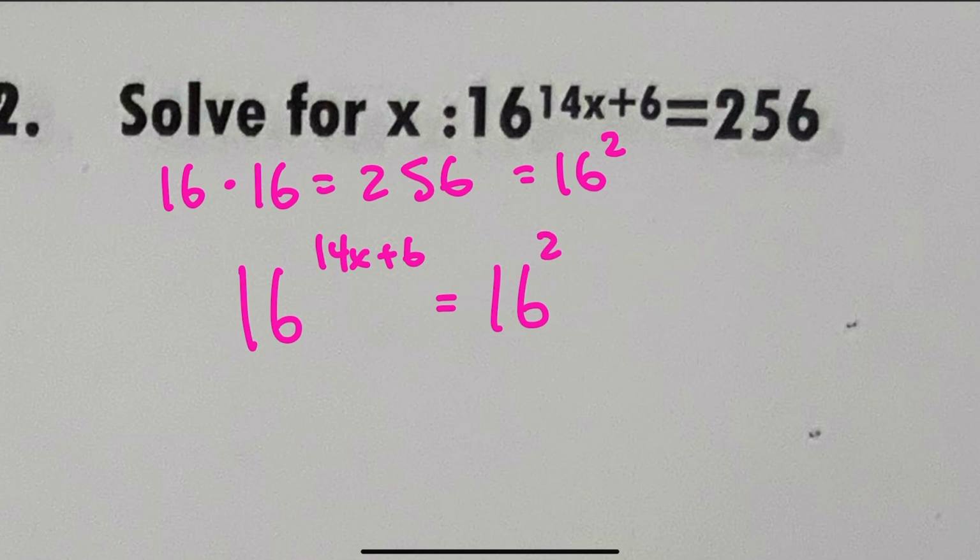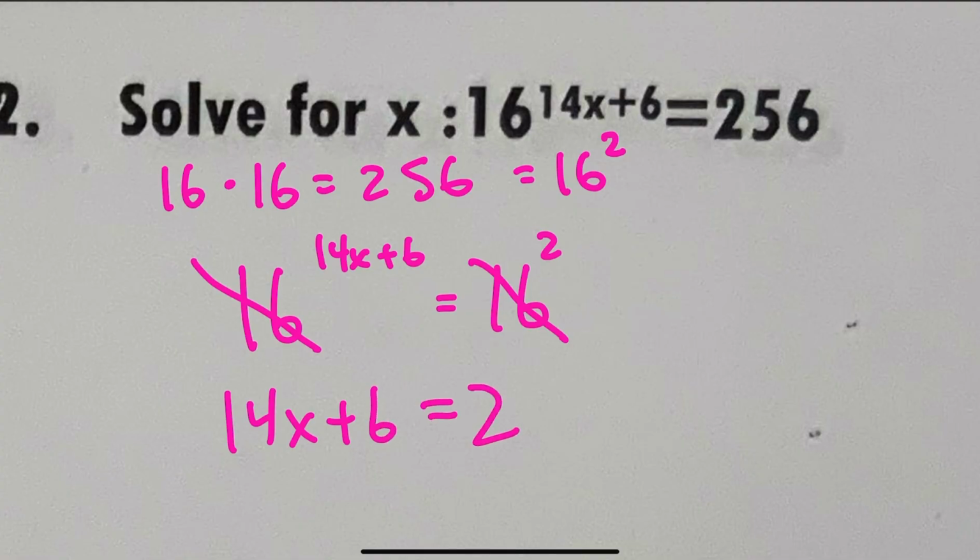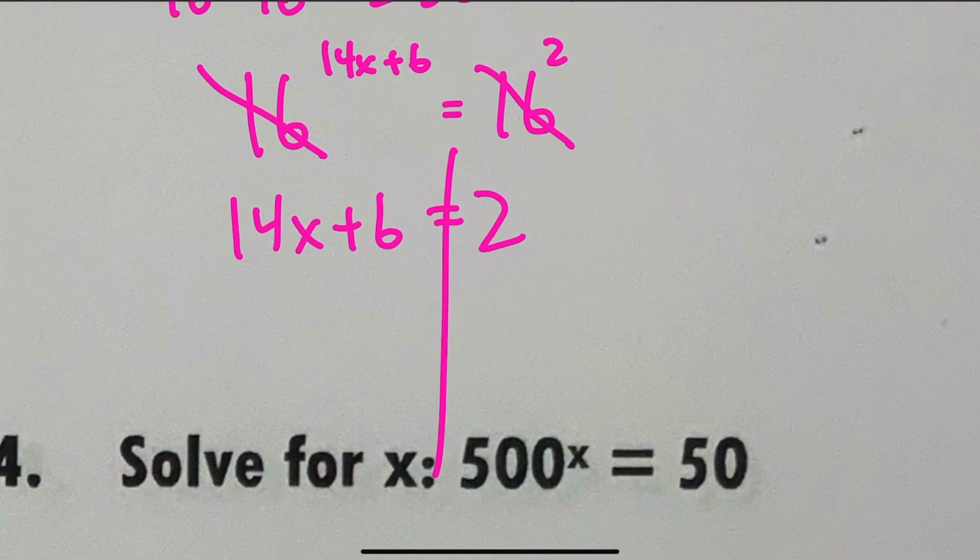So again, I'm trading out that 256 for what I know it will be equal to, but I'm just using the same base as what I had here to get the problem to look the way I want it to. So now that my pieces look the same, I'm going to cross those out and drop my bases. I'm going to rewrite my exponents, and then I'm going to solve the problem.